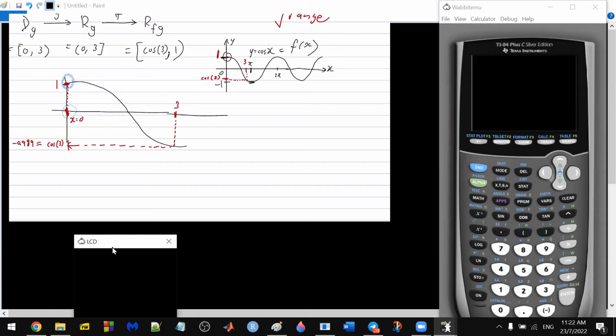Then this value, do we include? Yes, we include. Why? Because here we include x equal to 3. So it should be a solid circle, which means the y value, cosine 3, will also be a solid circle. So now you see it goes from cosine 3, solid circle, to 1, empty circle. Empty circle, round; solid circle, square. That's how you get the answer.